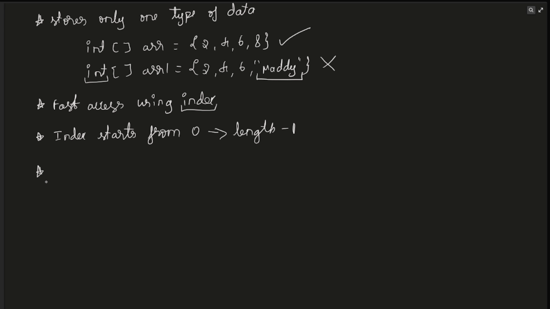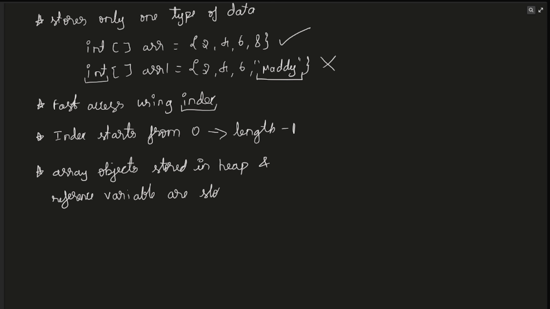In our previous video, we have discussed that array objects are stored in heap memory and reference variables are stored in stack memory. Array objects stored in heap and reference variable are stored in stack.